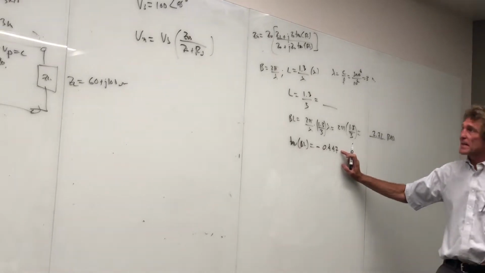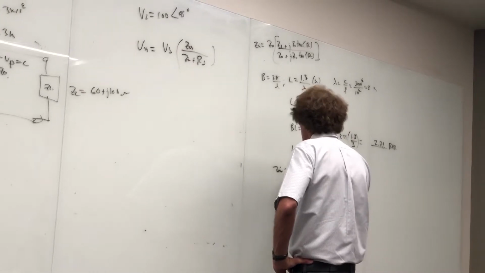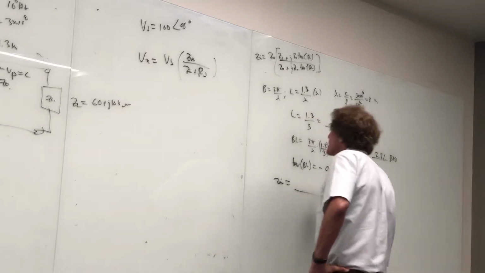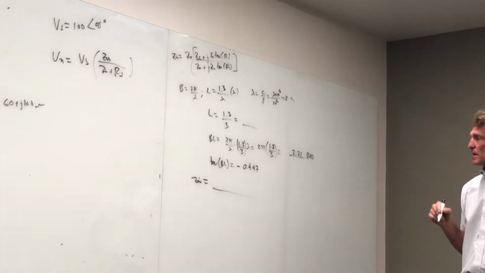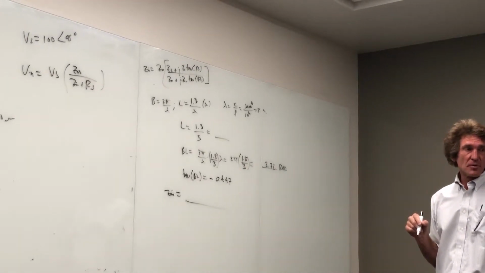All right, now after that, tell me what Zn is. And of course, Z naught is 50. I'm not even going to put down the equation because it's right there. Z naught is 50, ZL is 60 plus j100. What do you get for that? And give it to me in real and imaginary as well as polar.